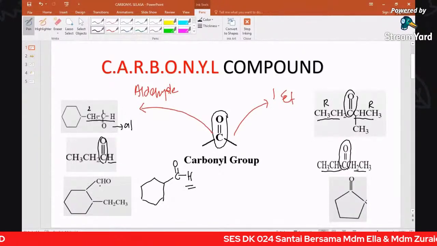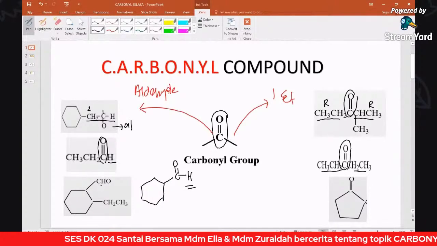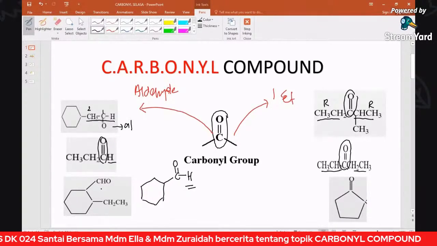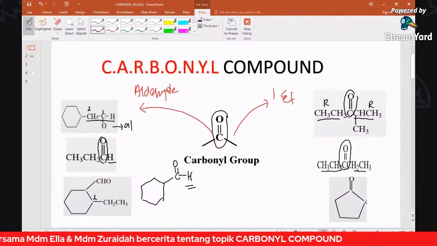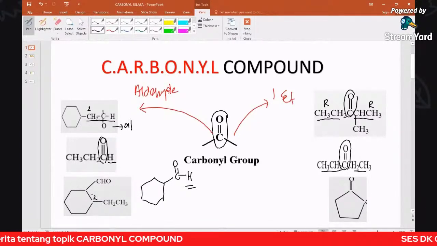Cyclohexane carbaldehyde. This is for an alkane that is joined in a ring. Cyclohexane carbaldehyde, and we have number 2, that is ethyl. That's why the name is 2-ethyl cyclohexane carbaldehyde.